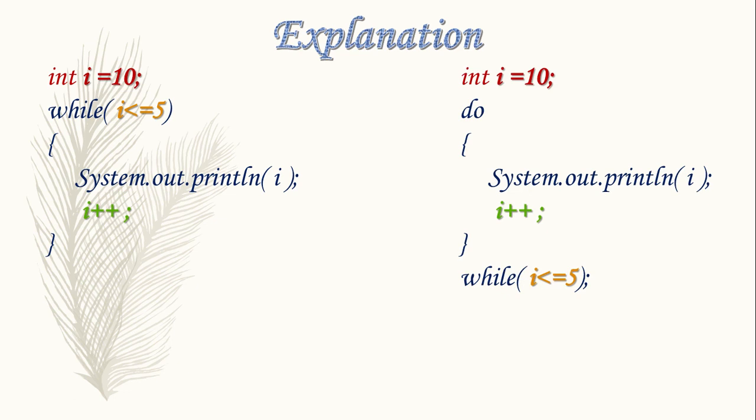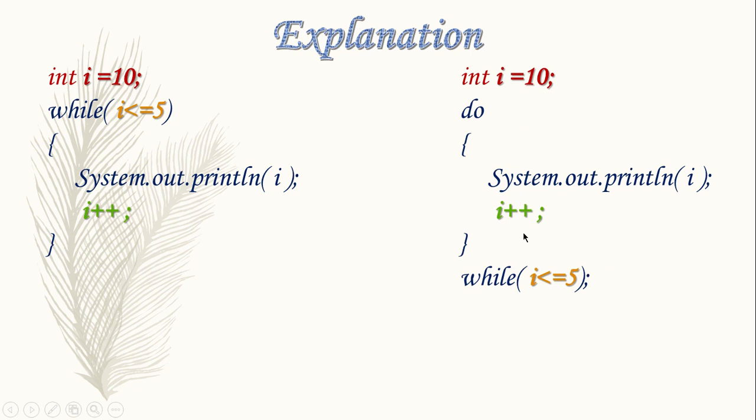But if the same program is done using do while loop, let us see what happens. Initialization is done with 10. Then the looping structure begins. But since the condition is not asked at the beginning, rather at the end, the looping structure is executed. Then the value is incremented. Then when it encounters the second bracket, it checks for the condition. And when it checks now, it returns a false value.